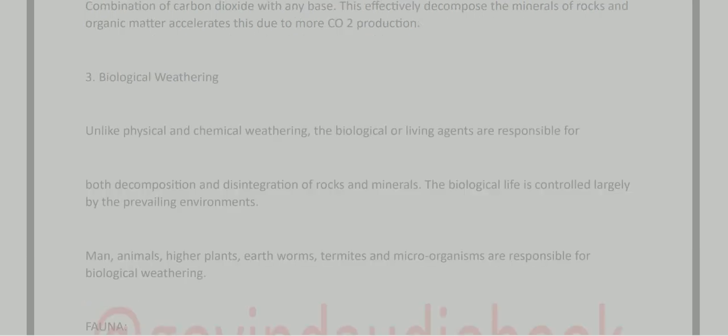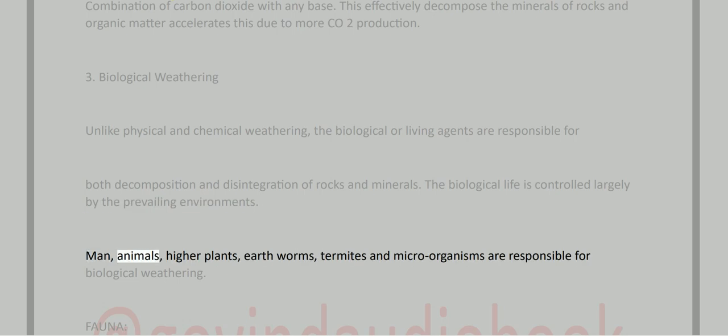Carbonation: combination of carbon dioxide with any base. This effectively decomposes the minerals of rocks and organic matter accelerates this due to more CO2 production. 3. Biological weathering. Unlike physical and chemical weathering, the biological or living agents are responsible for both decomposition and disintegration of rocks and minerals. The biological life is controlled largely by the prevailing environments.